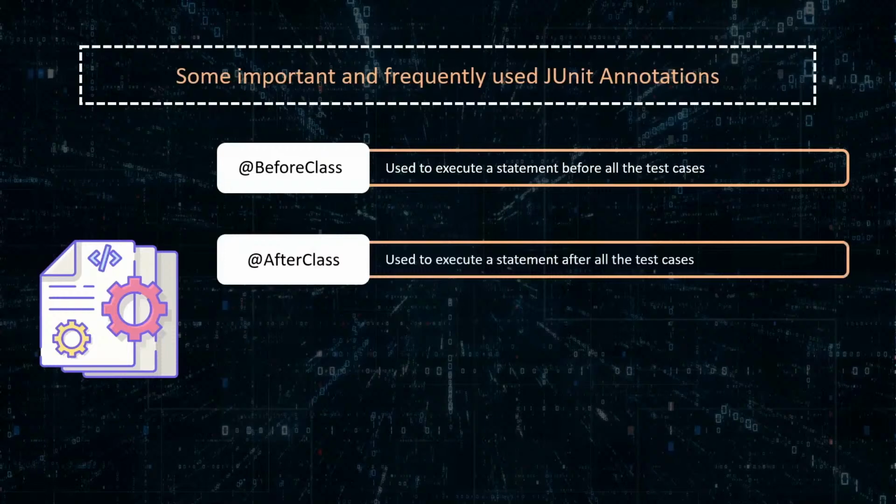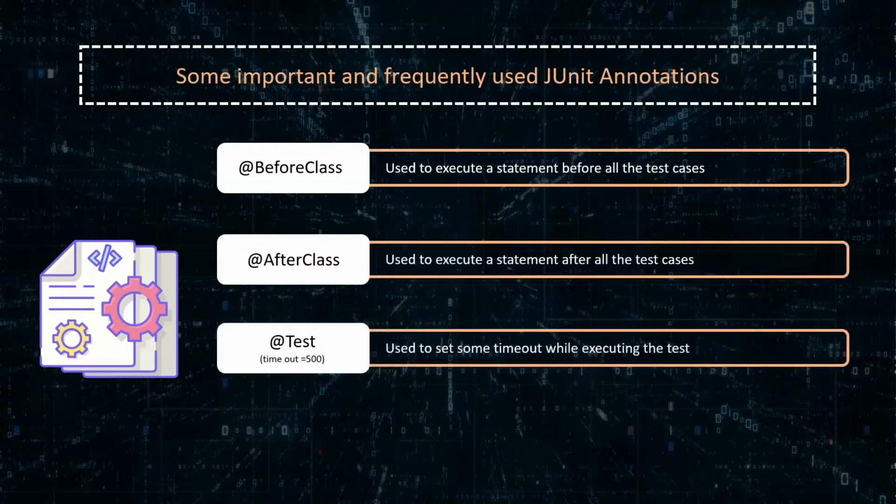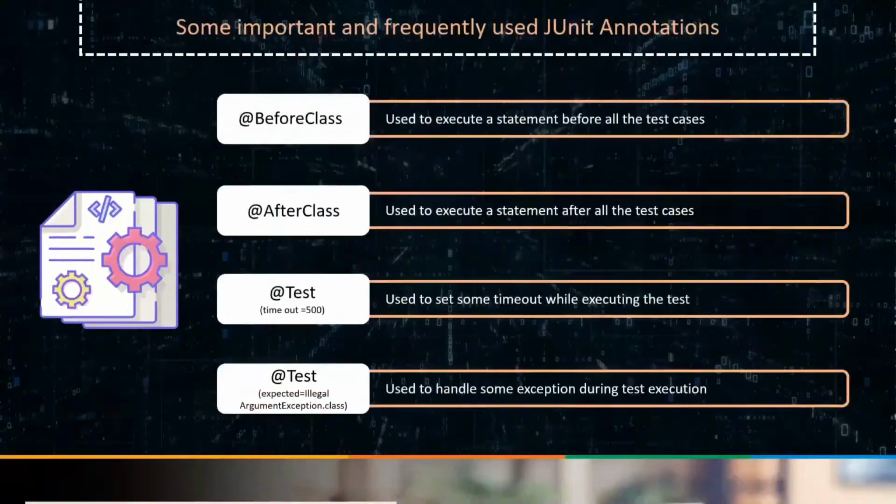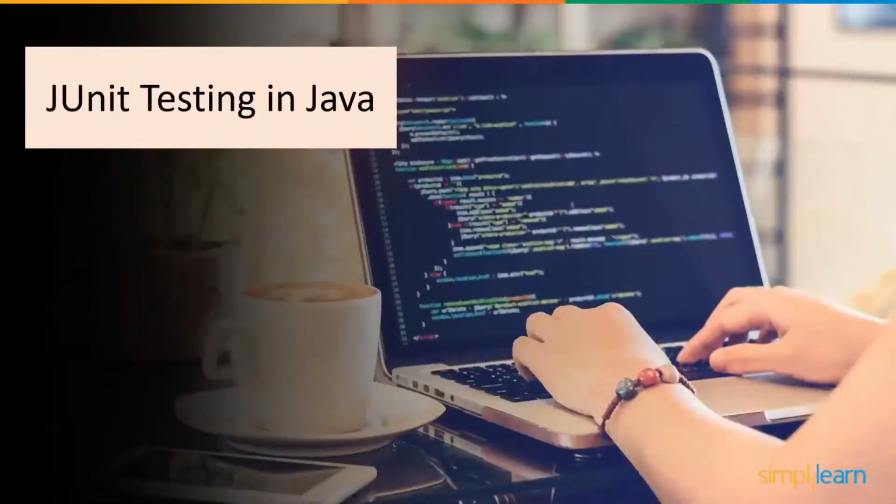Similarly, @AfterClass will be there to execute after all the test classes. And if we have a timeout configured, we will be able to set up a timeout while executing the test cases. So the timeout value can be configured over here. And if you want to handle some exceptions during the test execution, that's where we can use these custom annotations to have the exceptions handled or configured. So these are some of the very important annotations available from the JUnit perspective.